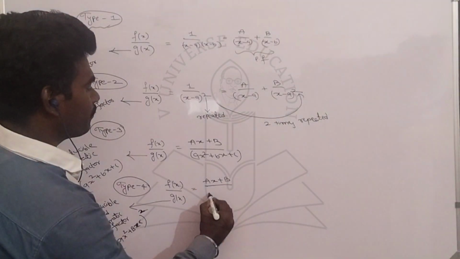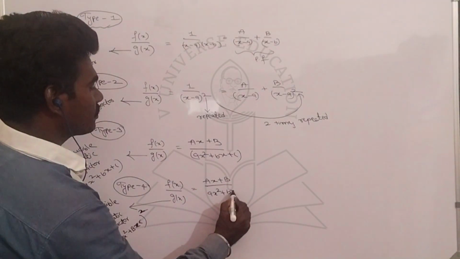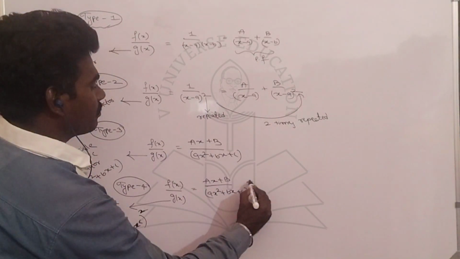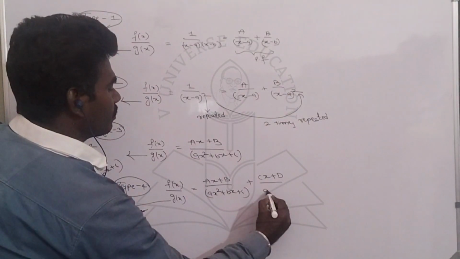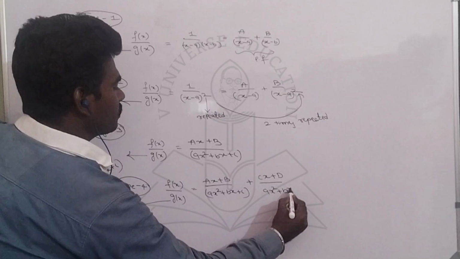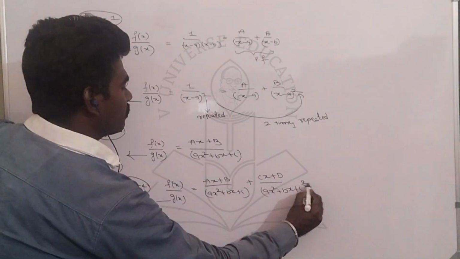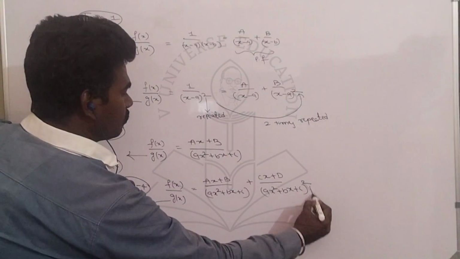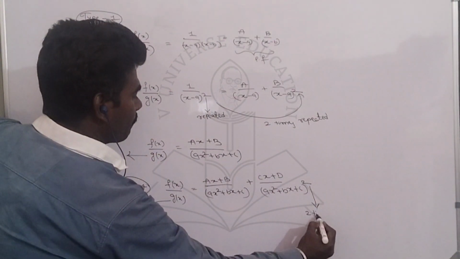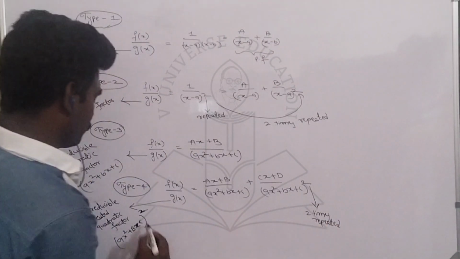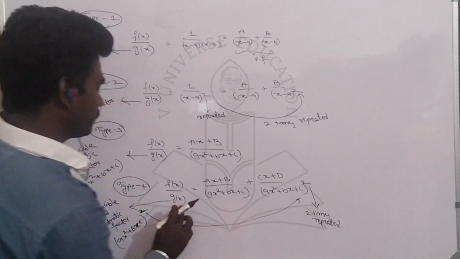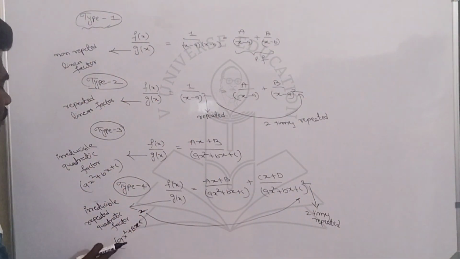plus b by (ax square plus bx plus c), and next cx plus b by (ax square plus bx plus c) whole square. So this 2 times repetition comes here. If g of x contains an irreducible repeated quadratic factor, then we can write in this format. So these are the 4 types. By knowing these 4 types only, we can solve the partial fraction.